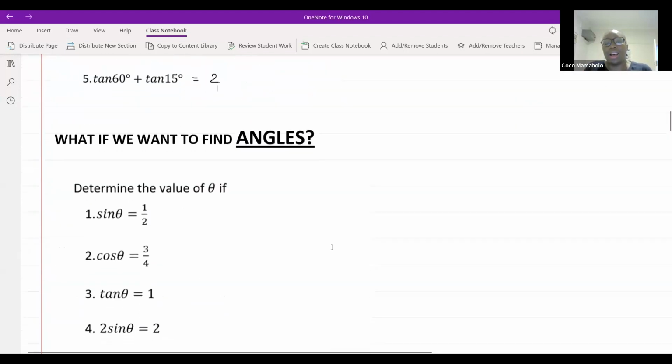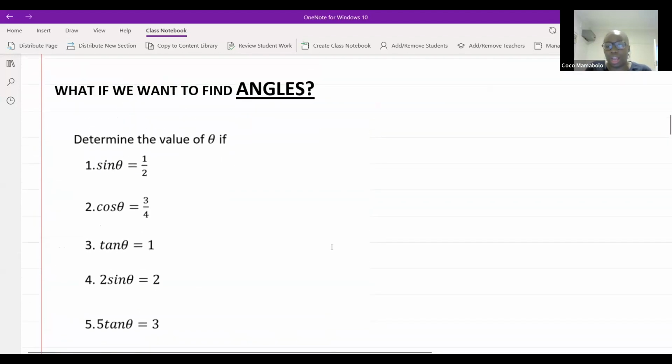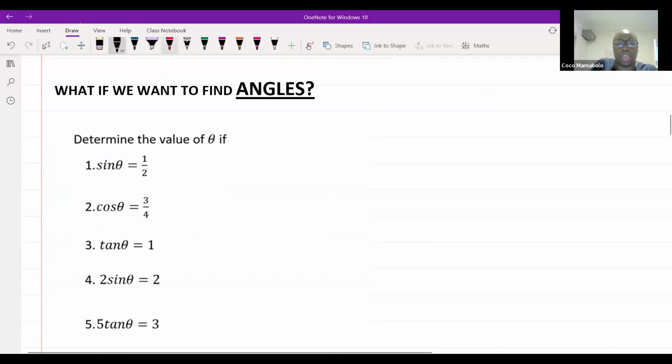All right, now what if we want to find the angle? I want you guys to note very carefully over here that they have given us that sine of theta is equal to something.